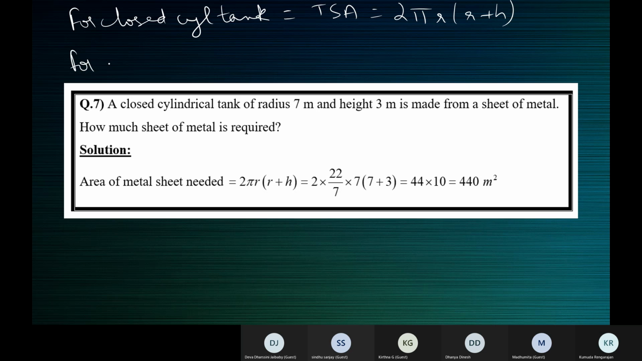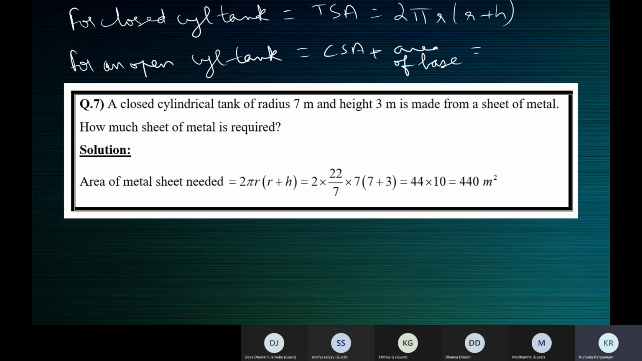For an open cylindrical tank, not cuboidal, cylindrical tank, it is the CSA plus area of base, or area of bottom. Because the top is open, there is no area on the top. You will not use any material for the top. CSA is 2 pi RH. So you should find 2 pi RH plus the area of the bottom circle, pi r square.